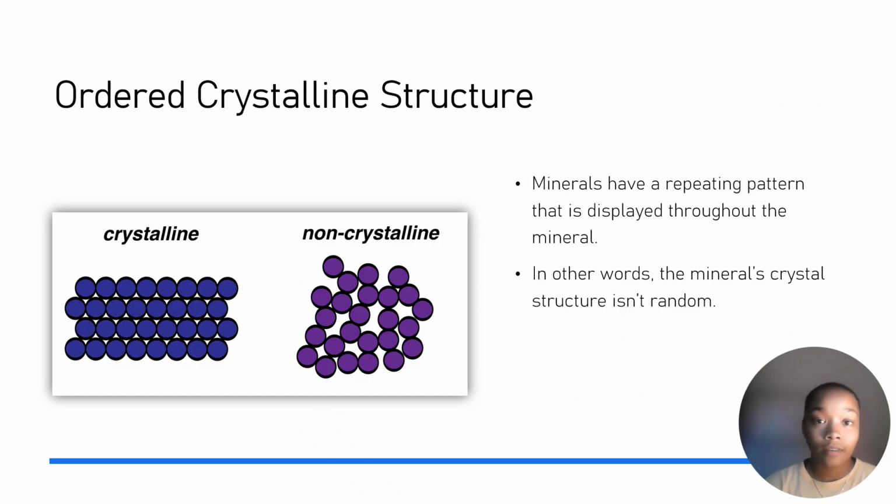Third, minerals have an ordered crystalline structure. In other words, if you were to look within a mineral with a powerful microscope, you can expect to see a repeating pattern or shape. If what you happen to be looking at had more random shapes and patterns, then it would not be considered to be a mineral because it's random. Minerals have a repeated structure and a repeated pattern, so if you were looking through that microscope, you would see the same thing over and over and over again.